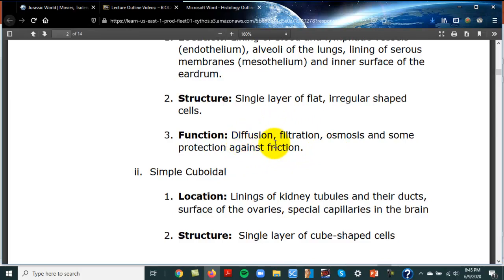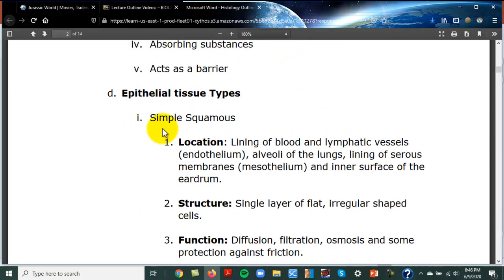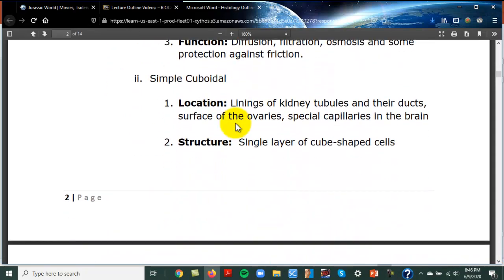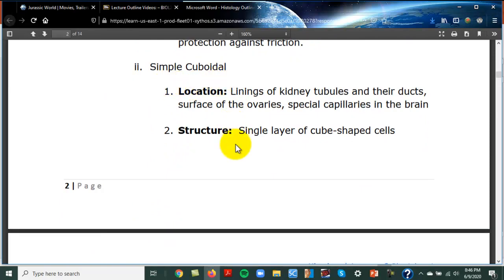I know it says protection in some areas. That's the serous membranes for friction. So simple squamous is very, very thin tissue. All right, here's the next one, simple cuboidal.